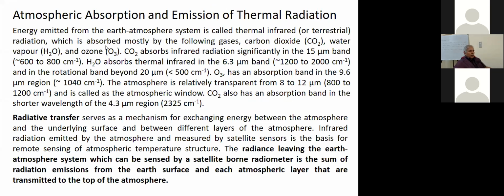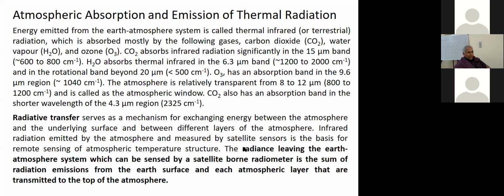Okay. So the energy emitted from the Earth atmospheric system is called thermal infrared, which, as I have told, is absorbed mostly by the following gases: CO2, water vapor and ozone. CO2 absorbs infrared radiation at 15 micrometer, H2O at 6.3 micrometer, and ozone has an absorption band at 9.6. Basically the atmosphere is relatively transparent from 8 to 12 micrometer, which is called the atmospheric window region. And this is the region that is used to measure the sea surface temperature.